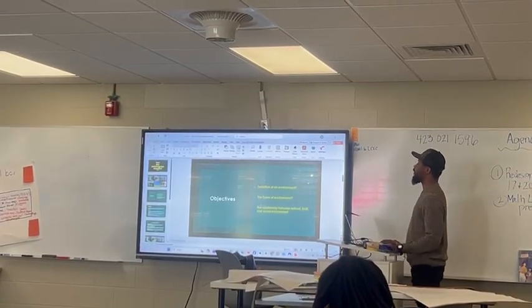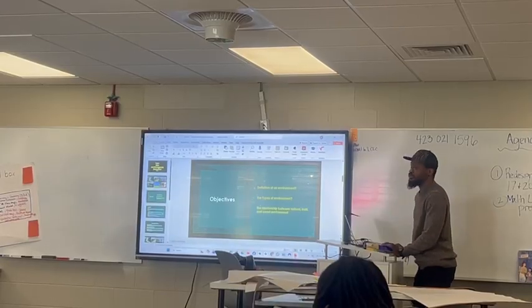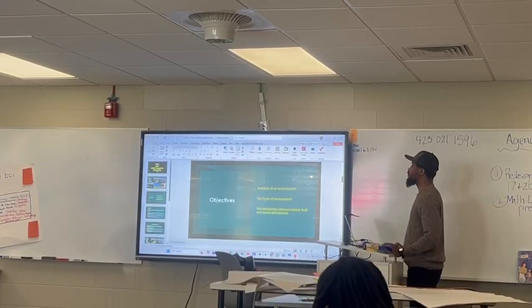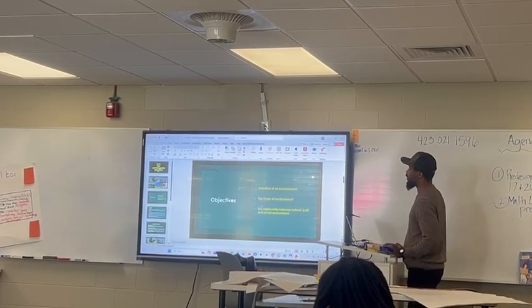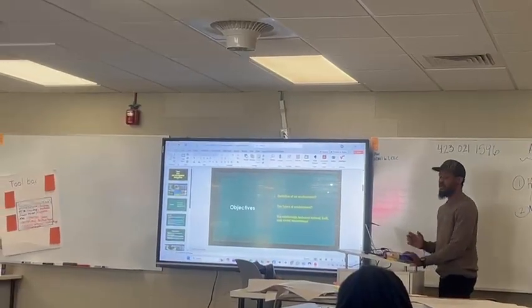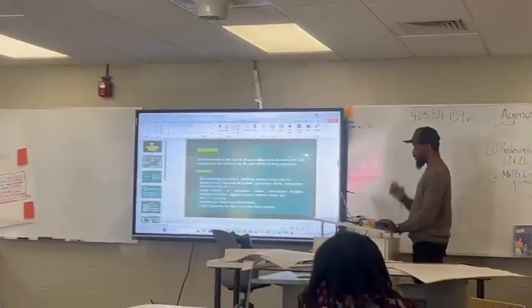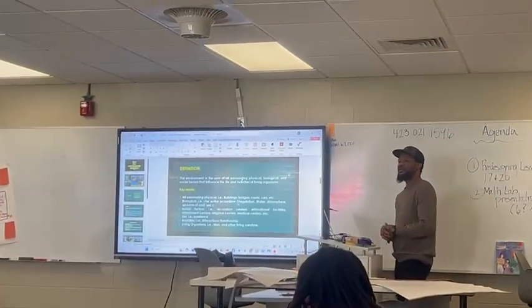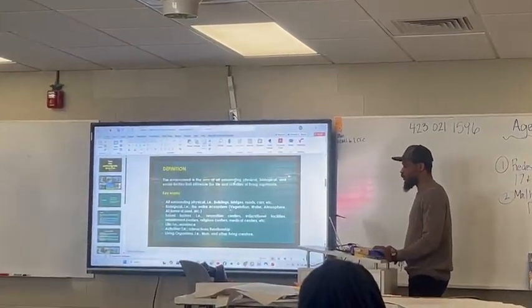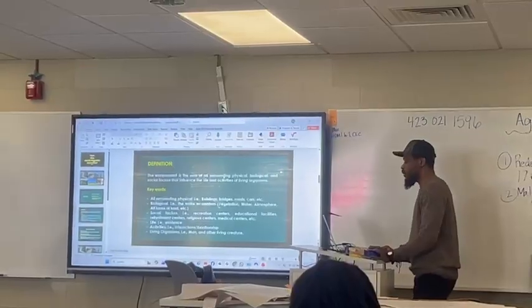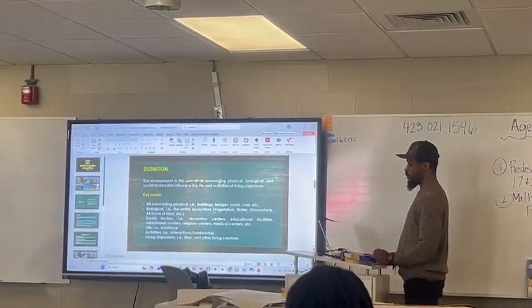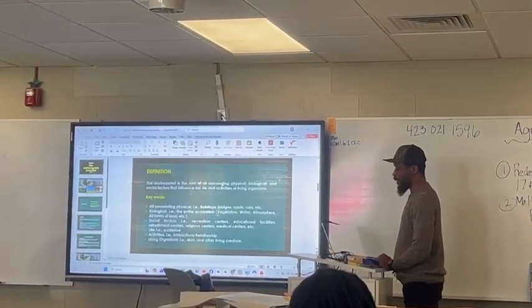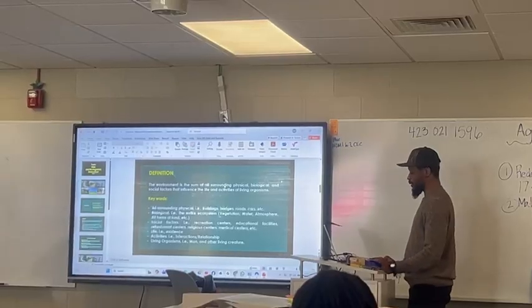At the end of the class, we should be able to define what an environment is, the types of environments, and the relationship that exists between the 3 major types of environments. So the definition of an environment: the environment is the sum of all surrounding physical, biological, and social factors that influence the life and activities of living organisms.